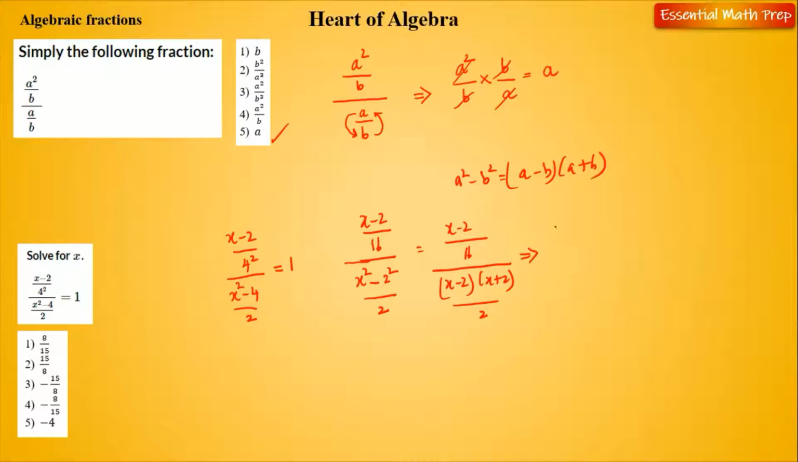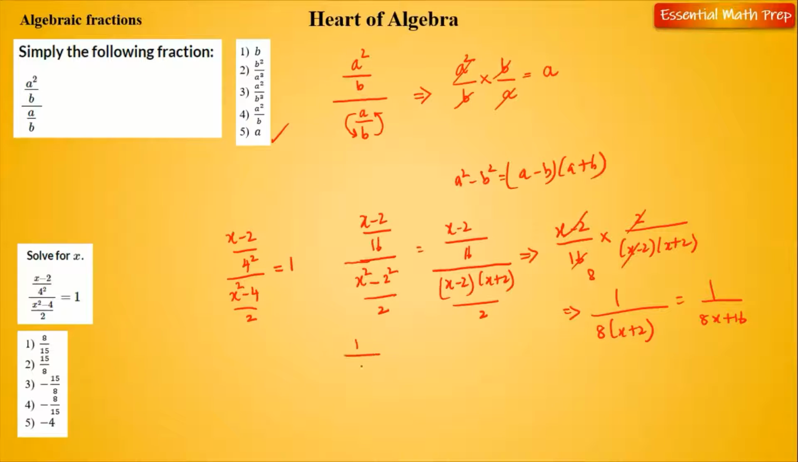As always, let's retain the numerator as it is. Multiply by, you flip the term, so the 2 comes to the top, and the x minus 2 and x plus 2 come to the bottom. So the x minus 2 cancels out, leading to an 8. So on one side, we have 1 over 8 times x plus 2, which is same as 1 over 8x plus 16. Now we equate it to the term on the other side.